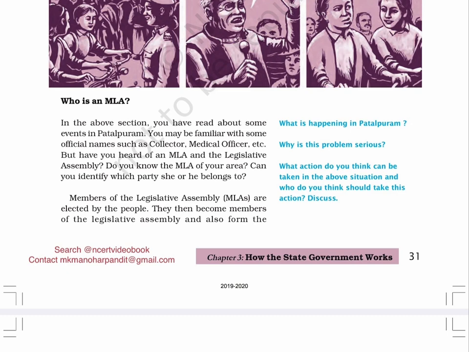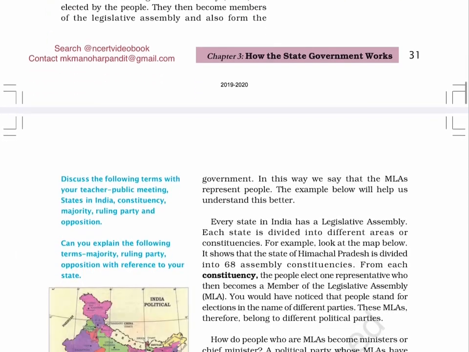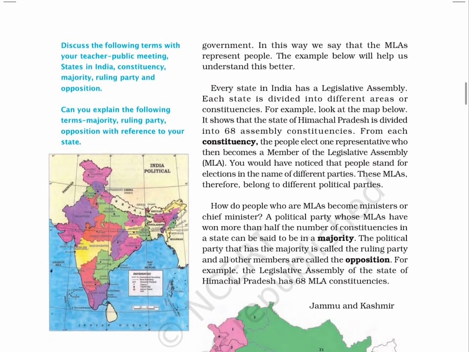Members of the Legislative Assembly, MLAs, are elected by the people. They then become members of the Legislative Assembly and also form the government. In this way, we say that the MLAs represent people. The example given here will help us understand this better.